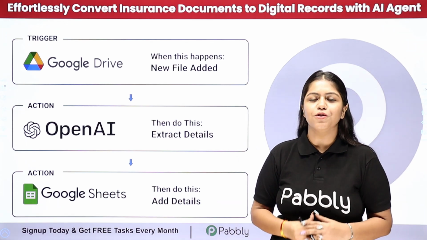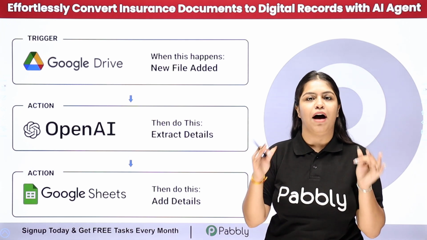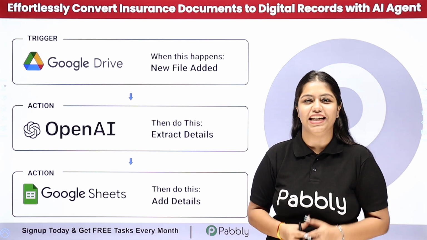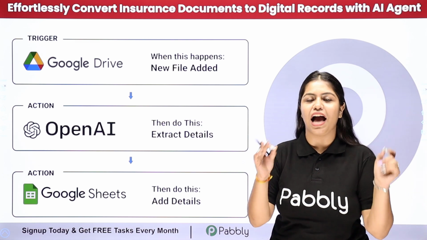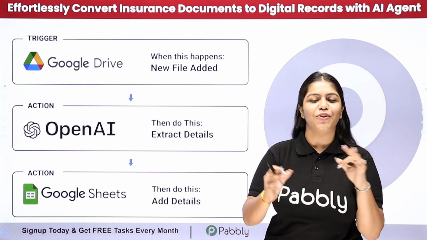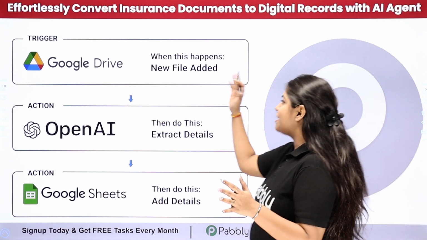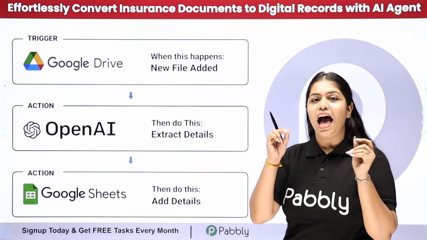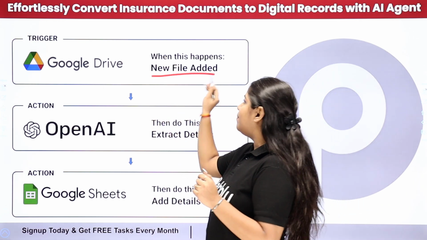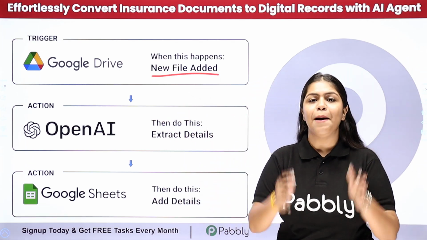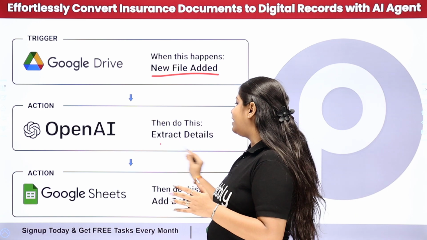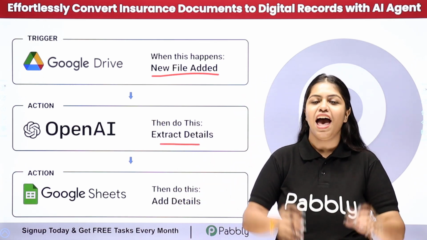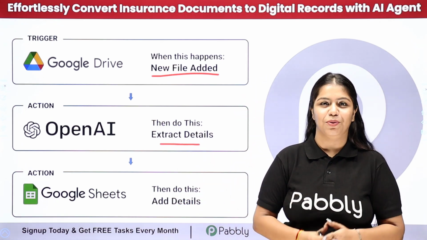So like you, I also used to extract the details from my insurance documents manually, but this is such a time consuming and tedious task. So to solve this problem, I've simply created this amazing automation where, as soon as I add the insurance document into my Google Drive, automatically my AI agent is going to extract the details from that insurance document, and further we can add those details into our Google Sheets.